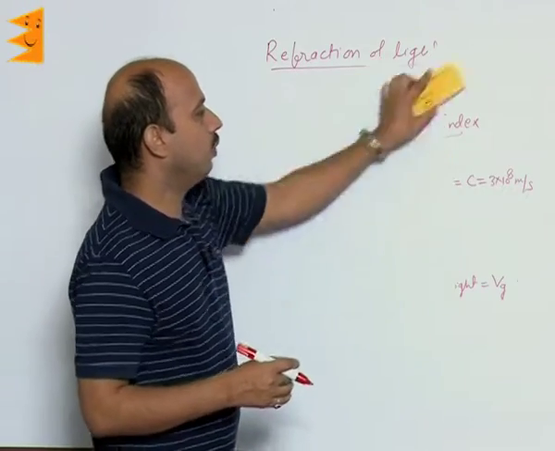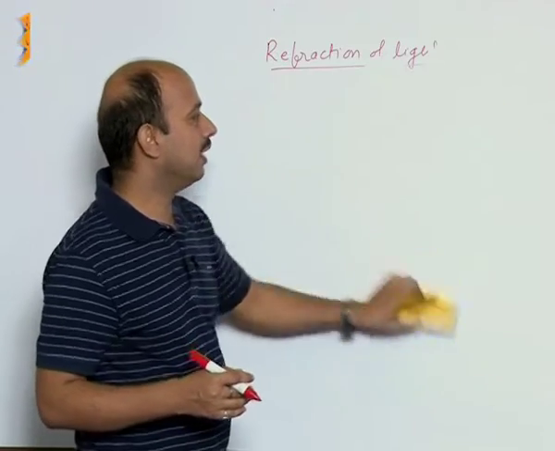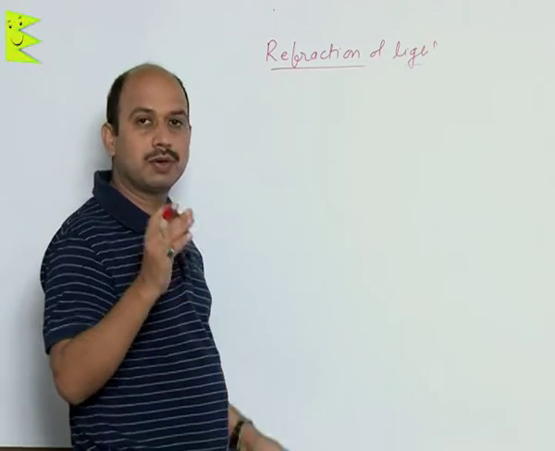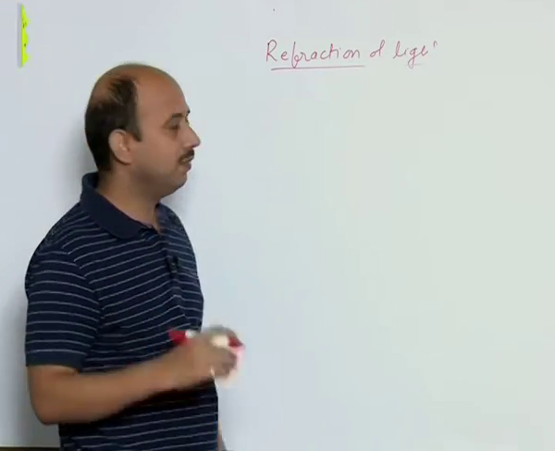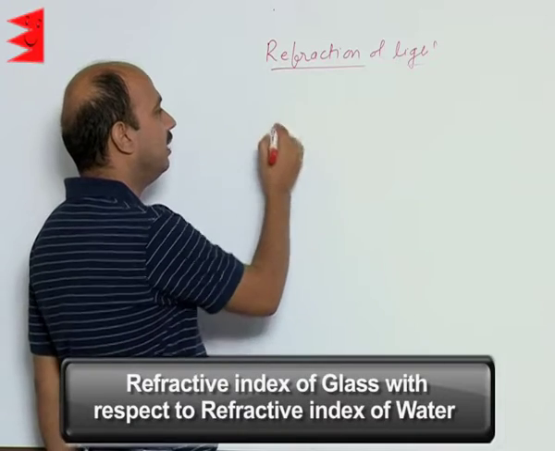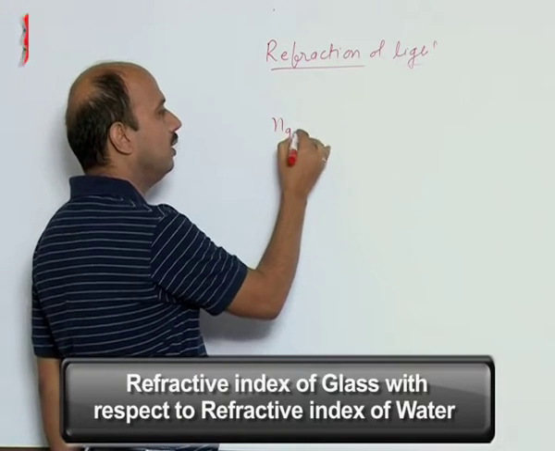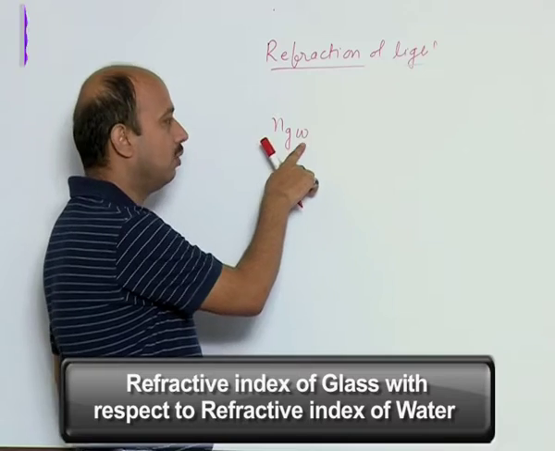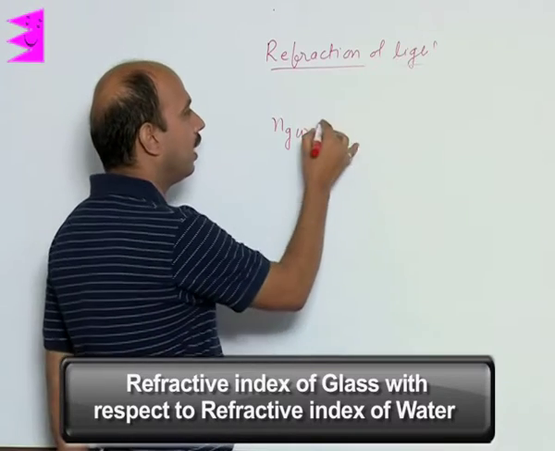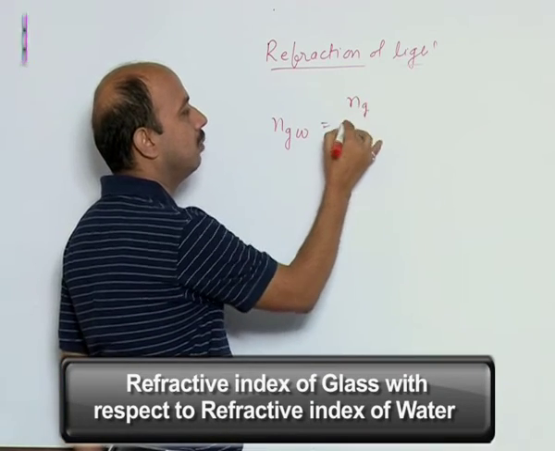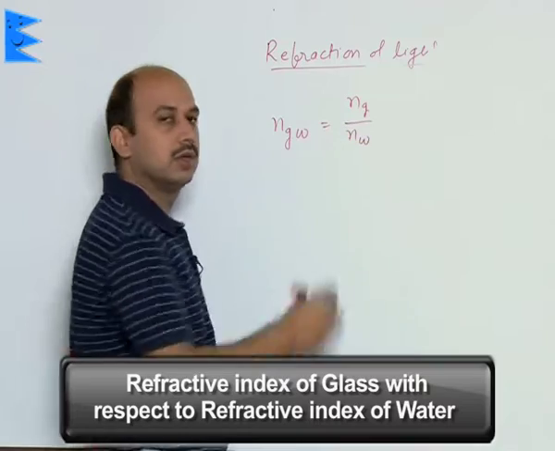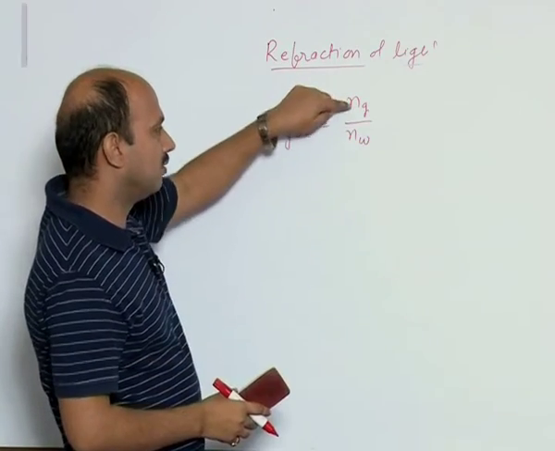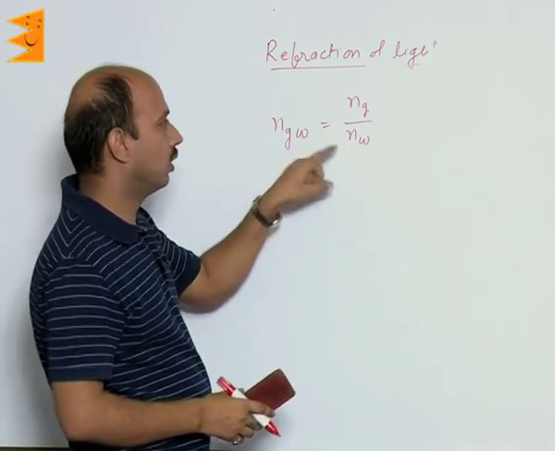If you want to calculate refractive index of glass with respect to water, how can we calculate it? I can write NGW, G stands for glass and W for water. We can write here Ng upon Nw. So, refractive index of glass divided by refractive index of water.